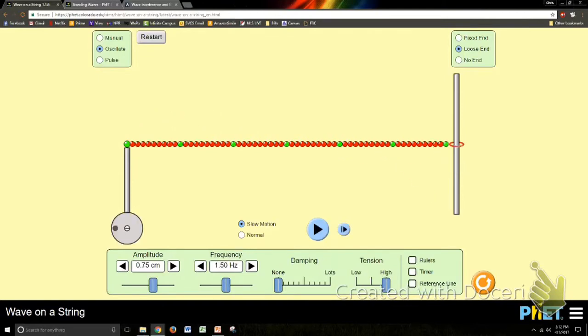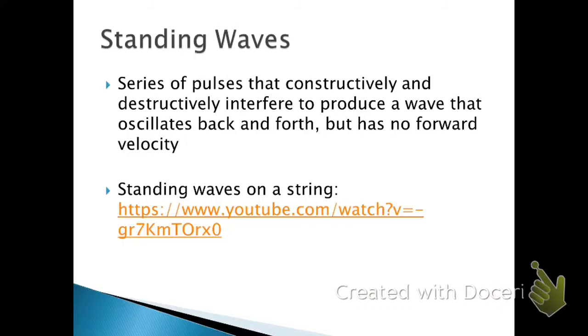Now, when you continue to send a series of pulses over and over again, and they continue to interfere with each other, you can get what's called a standing wave. All that a standing wave is, is a series of pulses that constructively and destructively interfere with each other, all on one string, for example, or one column of air. And it makes a wave that looks like it moves back and forth from crest to trough, but it has no ultimate forward velocity. Now, the pulses themselves are moving back and forth across a string or the pocket of air or whatever's vibrating, but the overall wave looks like it's just moving from crest to trough and crest to trough.